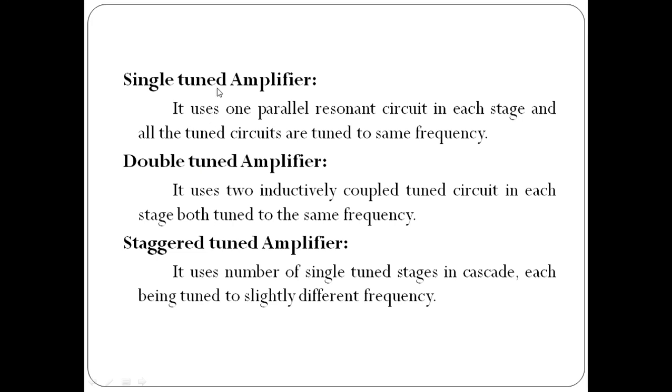A single tuned amplifier makes use of only one parallel resonance circuit in each stage. For example, if I consider a common emitter, in the load part I replace the load with one parallel resonance circuit of L and C, and all the tuned circuits used in single tuned amplifiers are tuned to the same frequency. A double tuned amplifier makes use of two inductively coupled tuned circuits in each of its stages. Both the tuned circuits used are tuned to the same frequency.